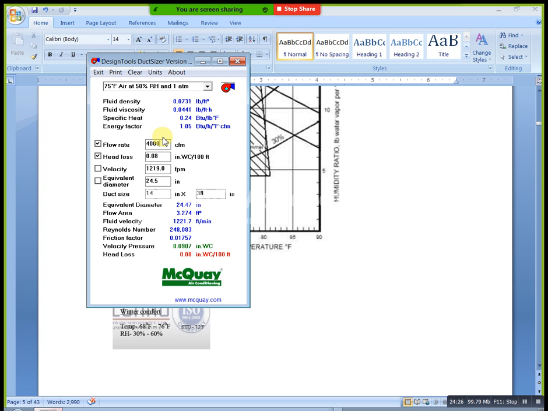Okay, again if you need 3000, you can mention 3000 here. You will get this much velocity for 3000. Okay, and you can mention.